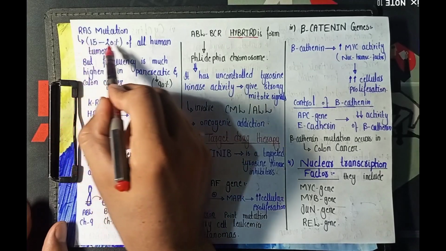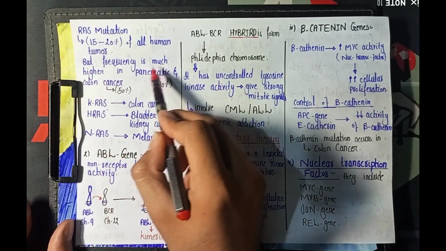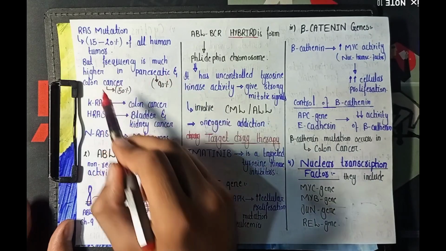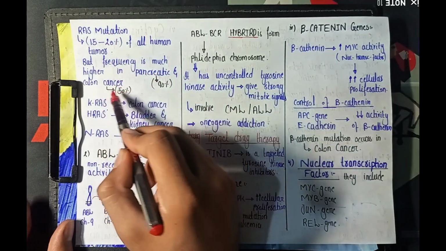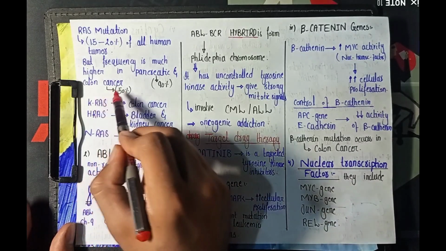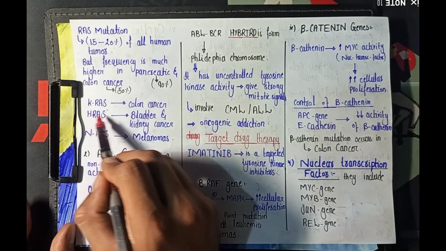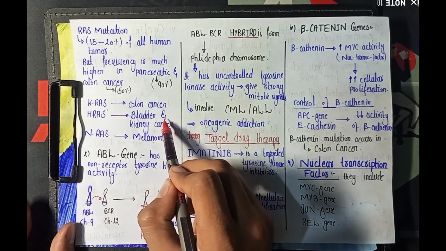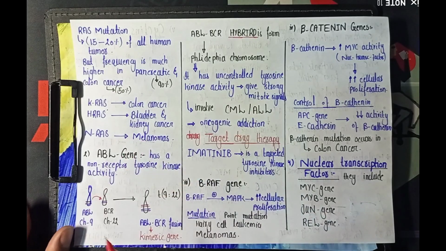Around 15 to 20% of human tumors have the RAS gene mutation, but the frequency of RAS mutation is much higher in pancreatic and colon cancer. Around 90% of pancreatic cancer has RAS mutation, and about 50% of colon cancer has RAS gene mutation. And RAS has various variants like KRAS gene mutation found in colon cancer, the HRAS gene mutation found in bladder and kidney cancer, and the NRAS gene mutation found in melanomas.